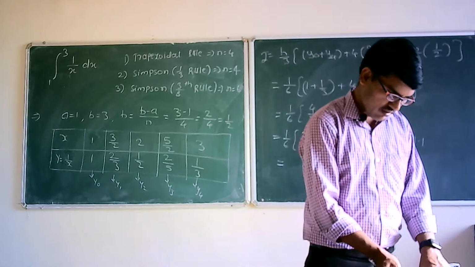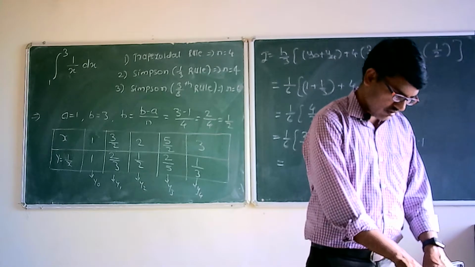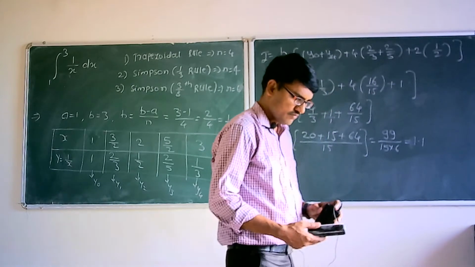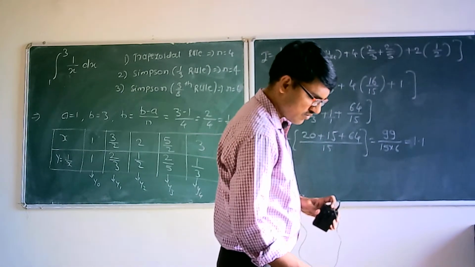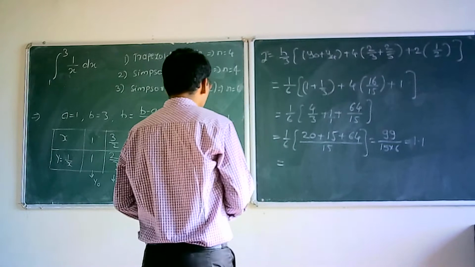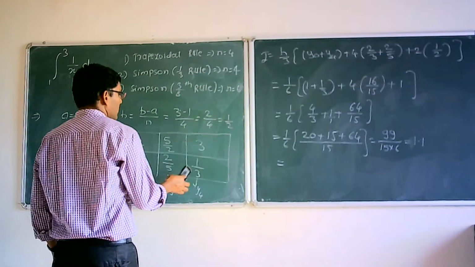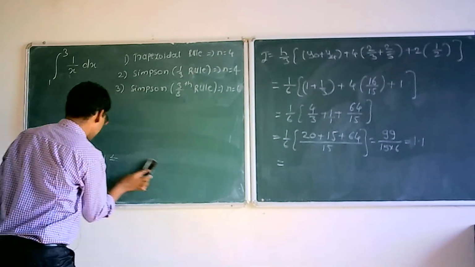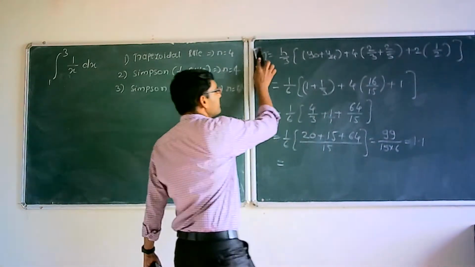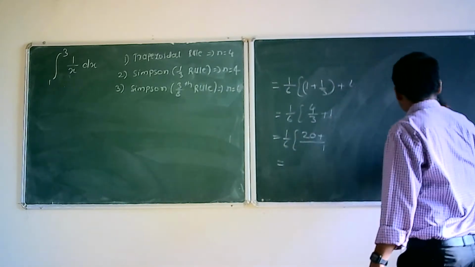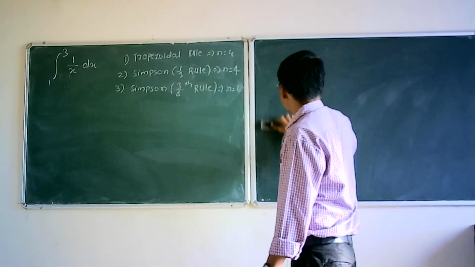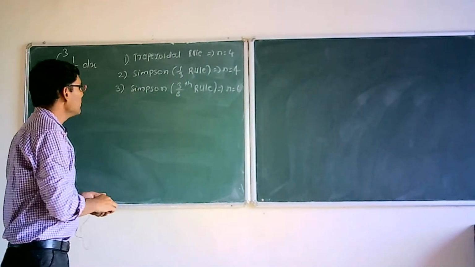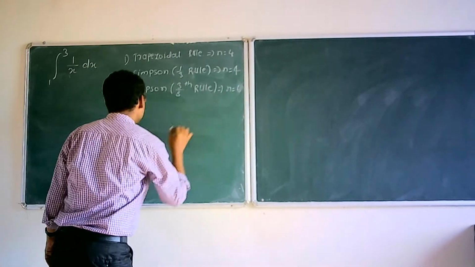Okay, now next I want to apply the Simpson 3/8 rule. To apply Simpson 3/8 rule, our n must be a multiple of 3. So here, if you observe, what is n? n is given as 6. So our n is a multiple of 3.